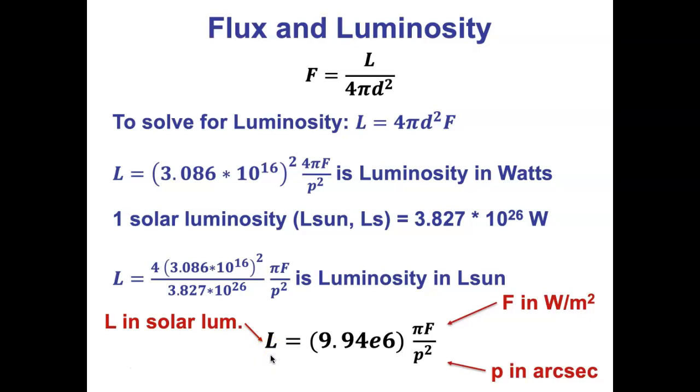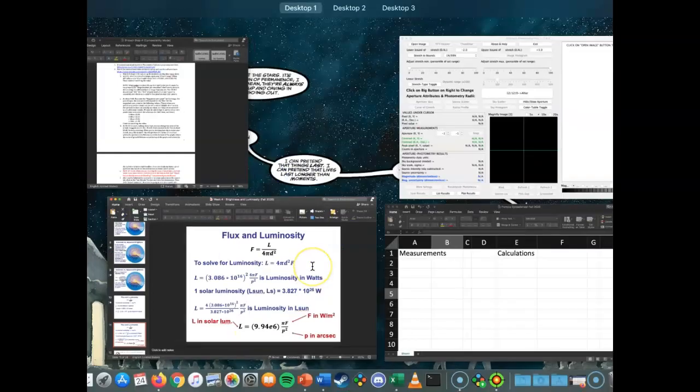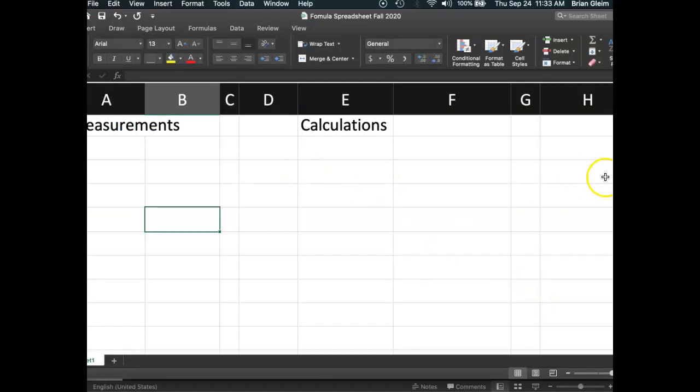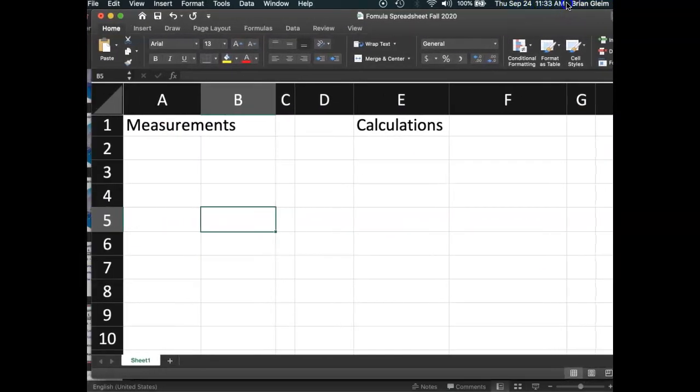Now we've figured out a second major thing about a star. We figured out the distance before. Now we can figure out the luminosity. So I would recommend, I'm going to pop over to my spreadsheet here. All right. Let me make this so that you can actually see it.